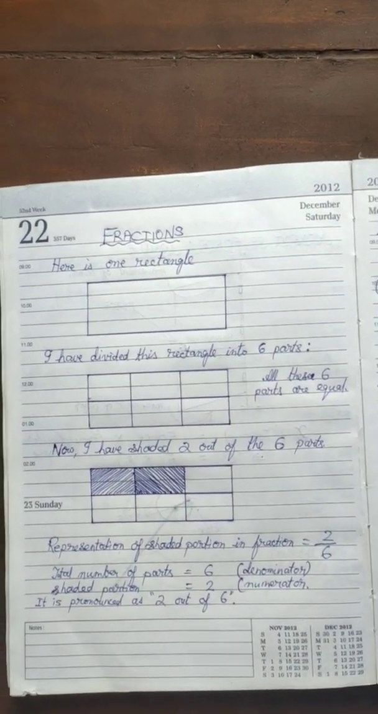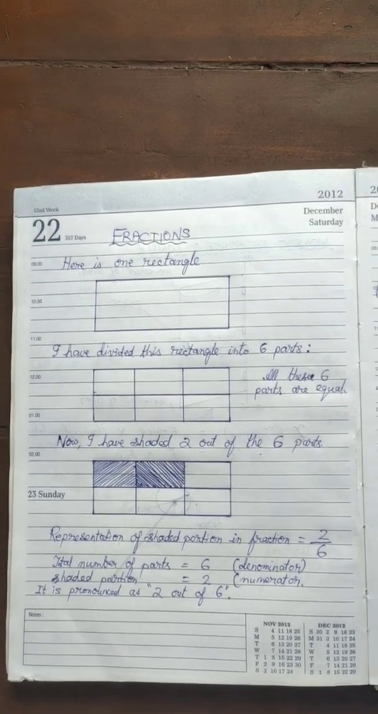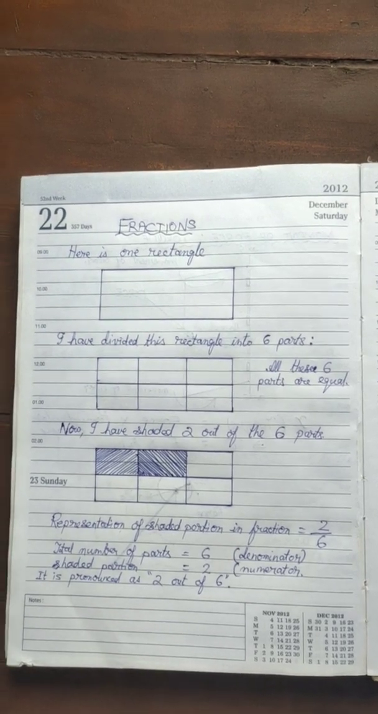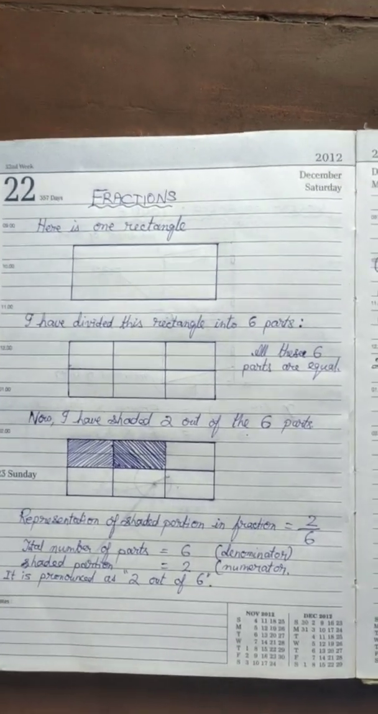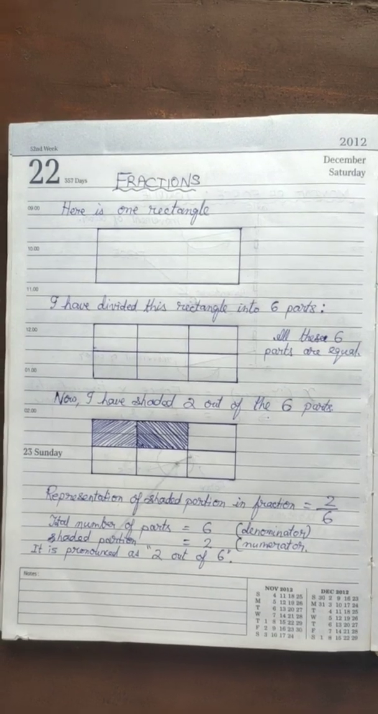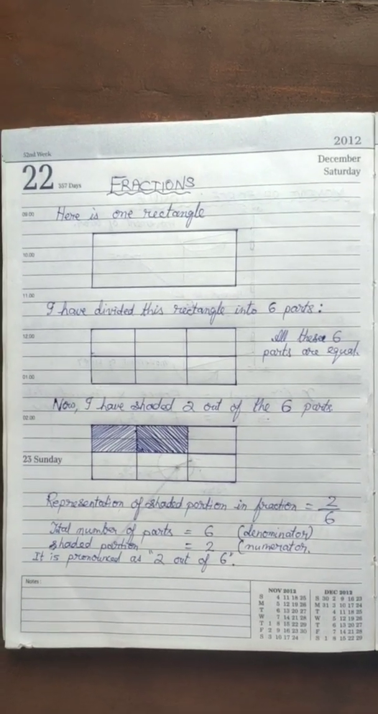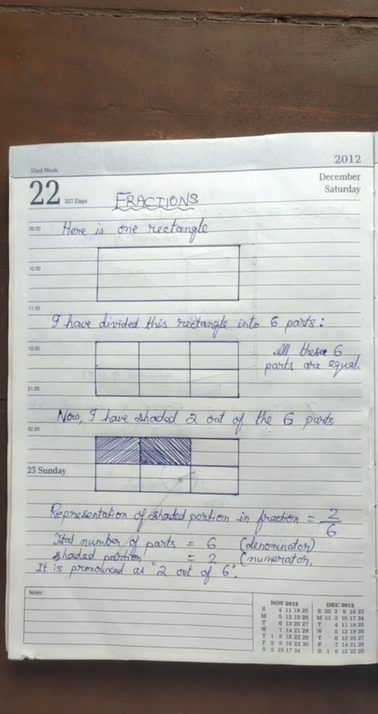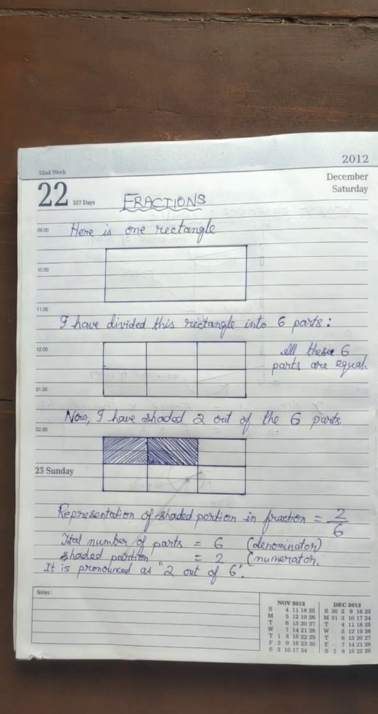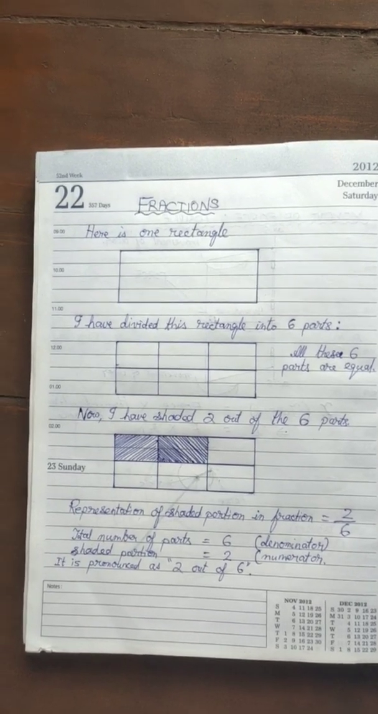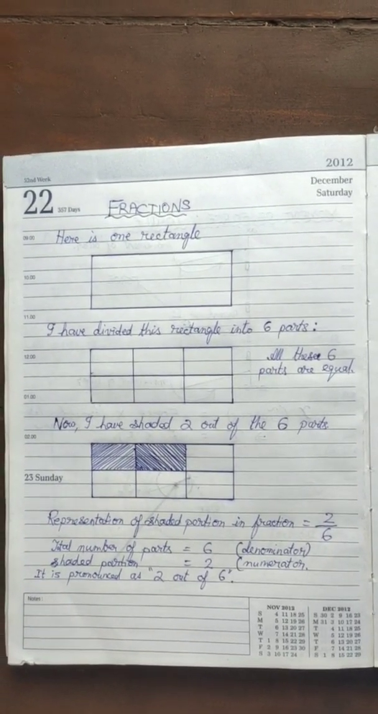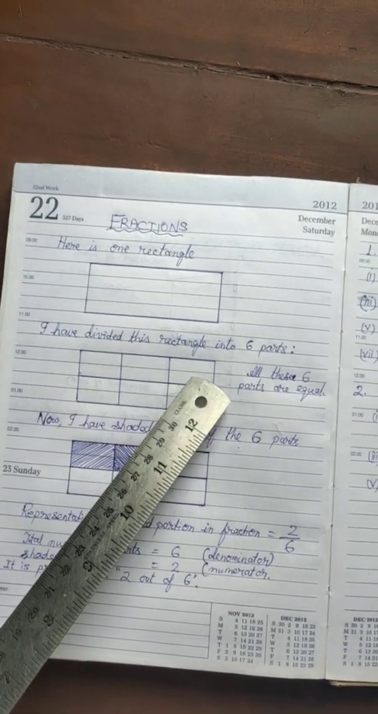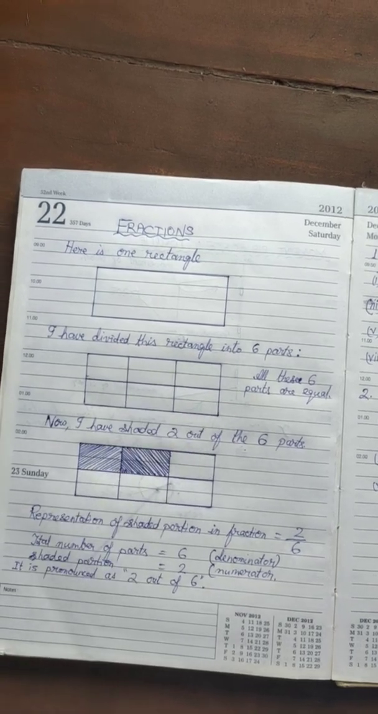Okay. Now to illustrate this fraction, I have given over here a diagram of a rectangle. You can see a rectangle is drawn. Now in the second portion of this diagram, I have divided this rectangle into 6 equal parts. 1, 2, 3, 4, 5, 6 parts.